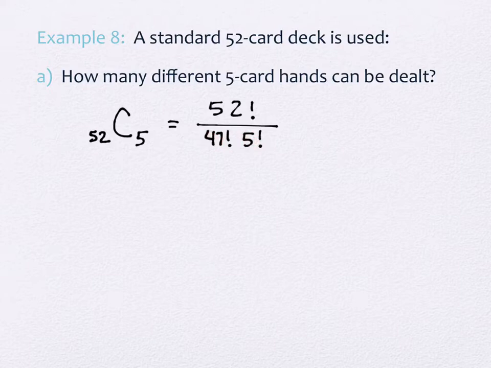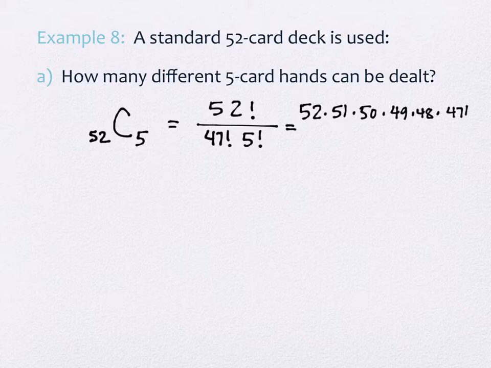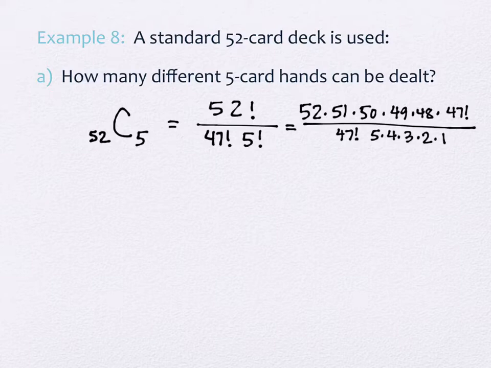Okay, cool. So we're going to write out the factorials until I get to the biggest one that it matches with on the bottom, so 47. So I have 52, 51, 50, 49, 48, and 47 factorial. So I have the same 47 factorial, and then I have 5, 4, 3, 2, and 1.